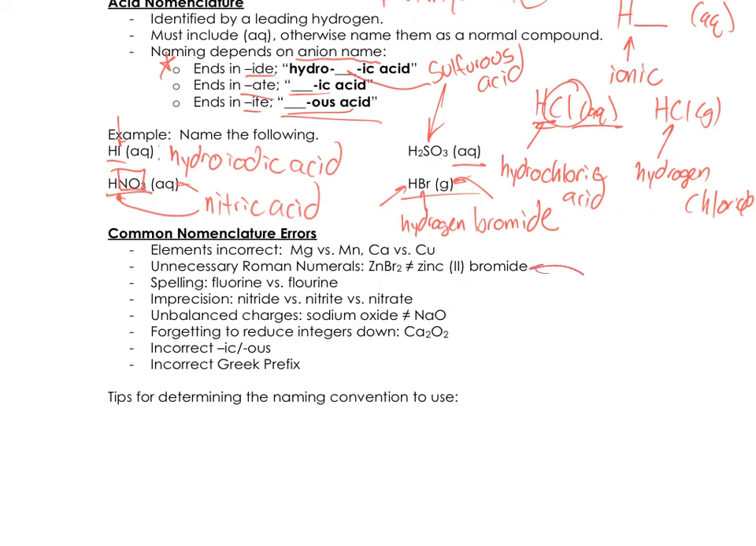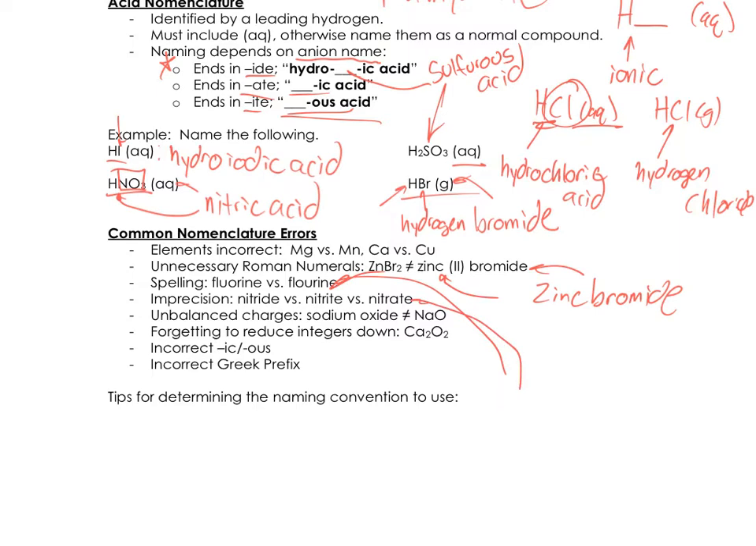Do not use Roman numerals when you don't need them. Zinc only has one oxidation state, therefore it's just zinc bromide. If you want to watch me trip out, spell fluorine as "flowering." It annoys me.